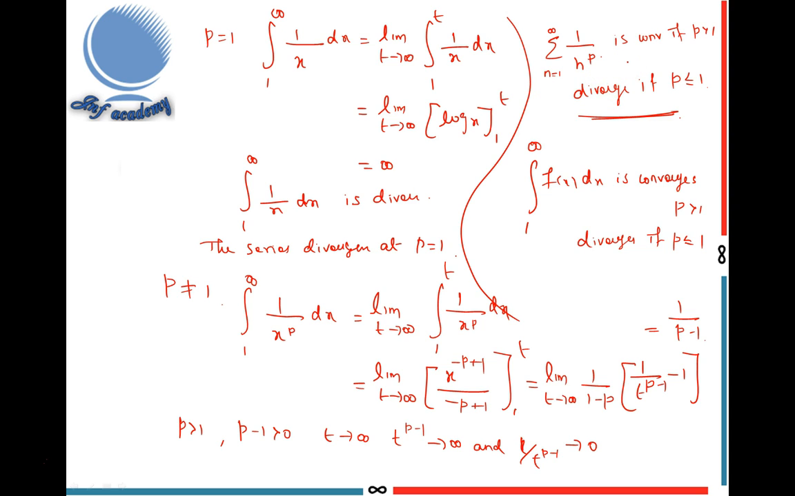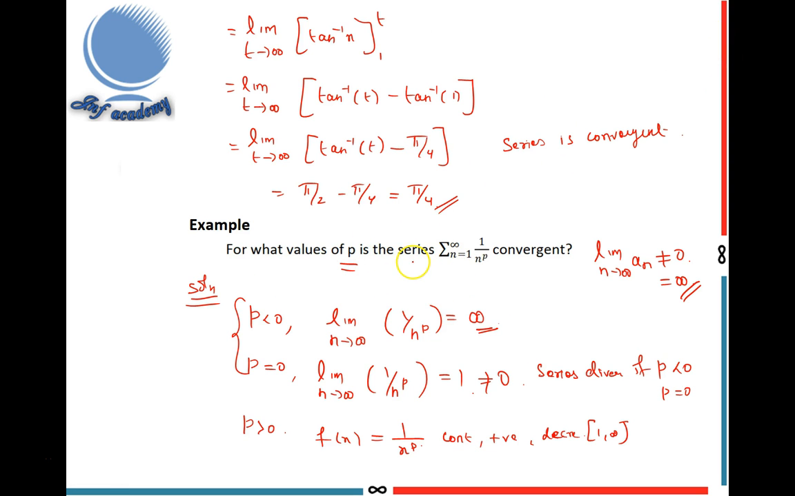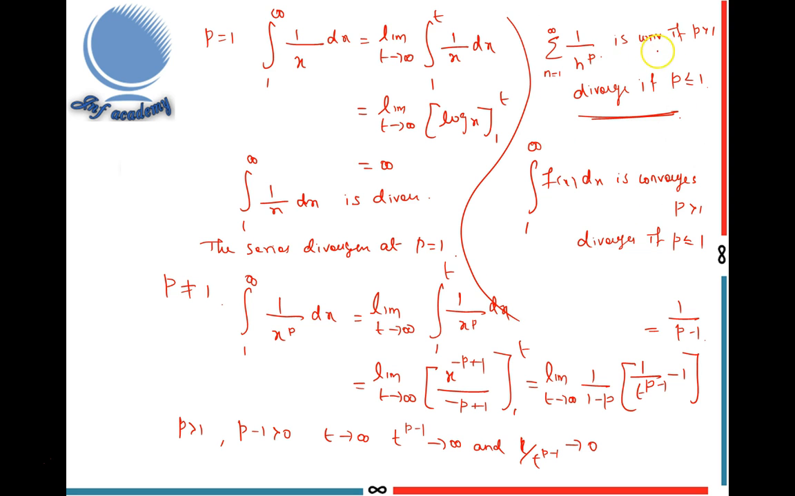This is the example of the integral test. It is a very important result. By using this example, you can say when the p series is convergent and divergent. It is a very important result. The p series is convergent if p is greater than 1 and divergent if p is less than or equal to 1.